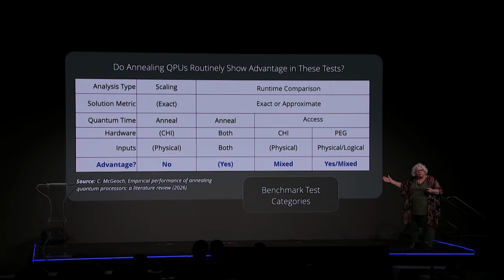You get pretty mixed results, in the sense that some of them, when you're answering this question at the top, do annealing QPUs routinely show advantage in these tests? That's where the yeses and nos are coming. You get mixed results on the body of literature studying Chimera: sometimes it's just a no answer, sometimes it's a yes answer from the paper, and sometimes you're actually seeing mixed results in the results they report. But in the Pegasus architecture, you can actually see a division according to whether it's physical or logical problem domain.